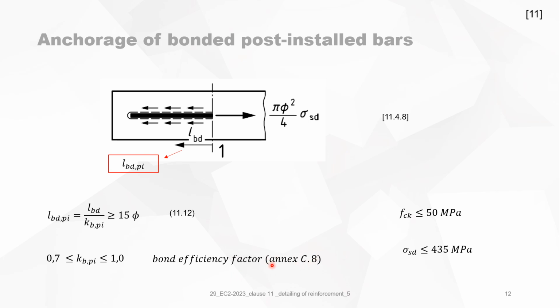In Annex C8, you find more information on how to calculate the bond efficiency factor. This is valid for FCK smaller than 50 megapascal. You cannot go higher. And sigma SD must be smaller than 435 megapascal.